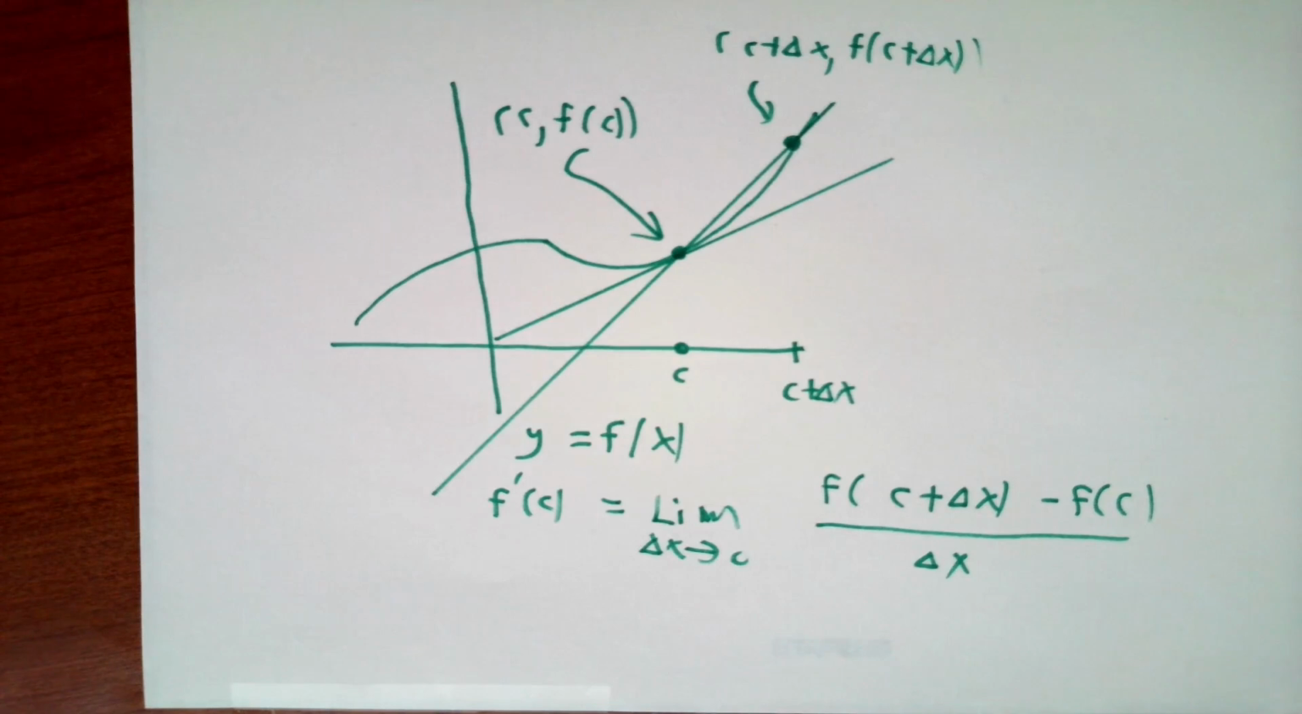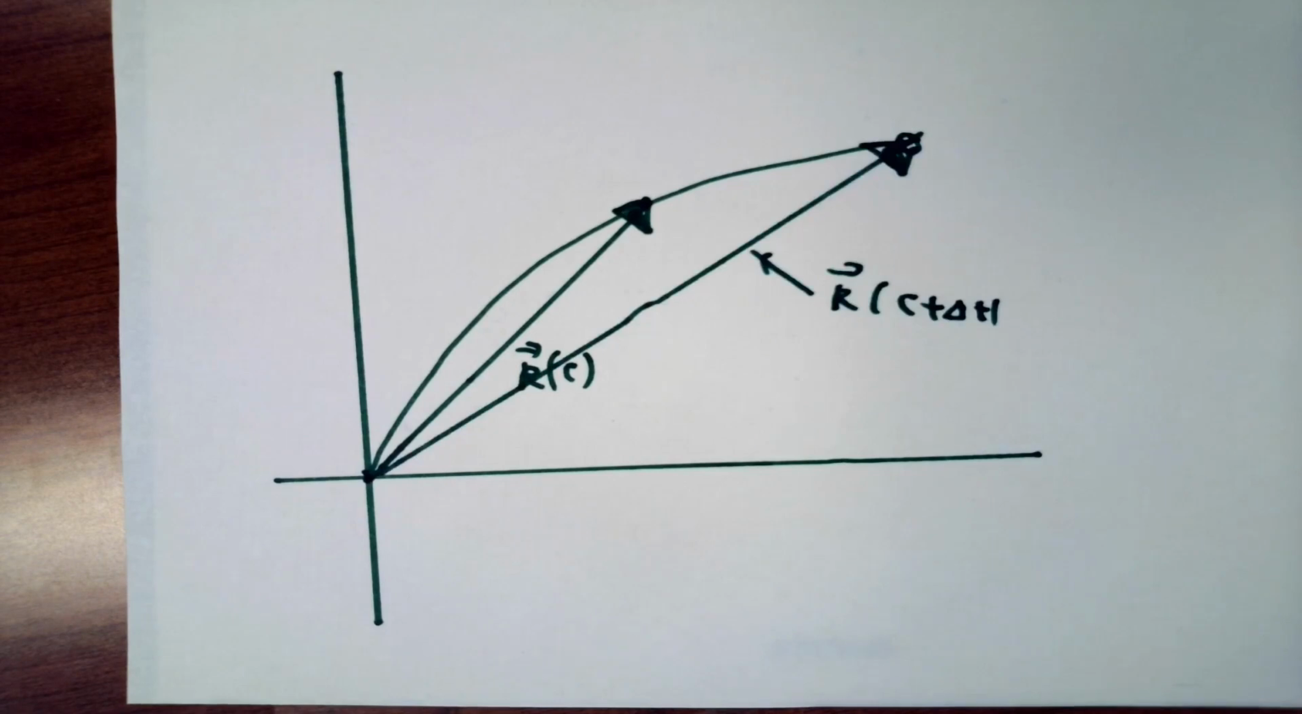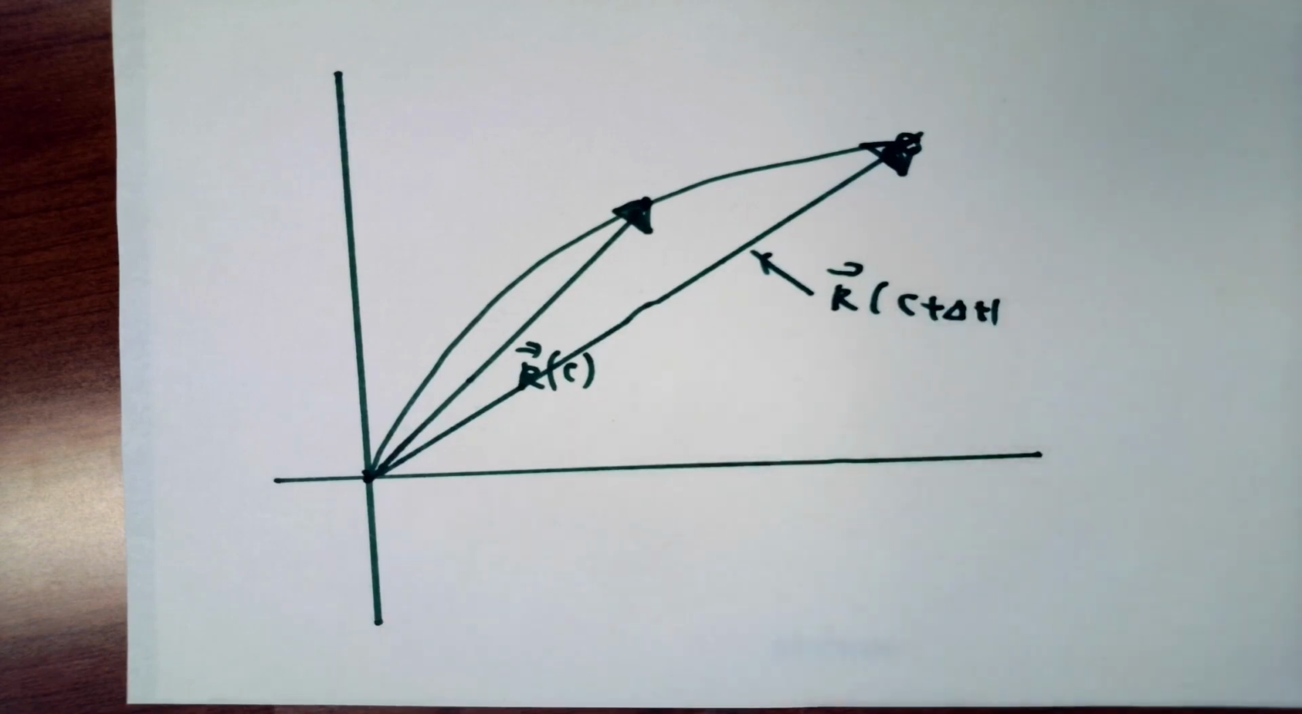Shortly after that, you developed a big bag of tricks and then didn't worry so much about the limit definition anymore. We're going to do something just like this with the vector-valued functions, except our function values will not be numbers anymore. At some particular t value, t equals c, I'll draw in the vector that goes with that. Let the t variable increase by an amount delta t, and I'll draw in the vector that goes with that t value as well.